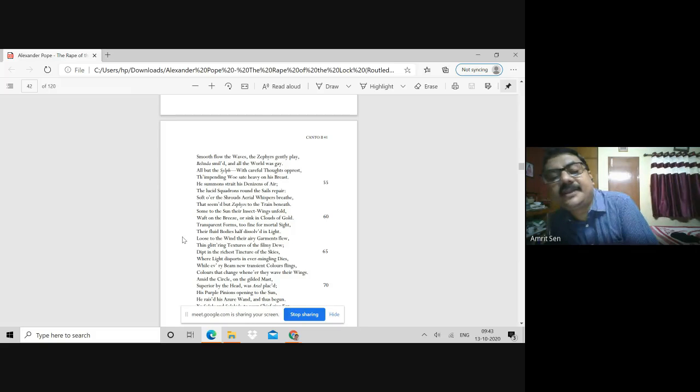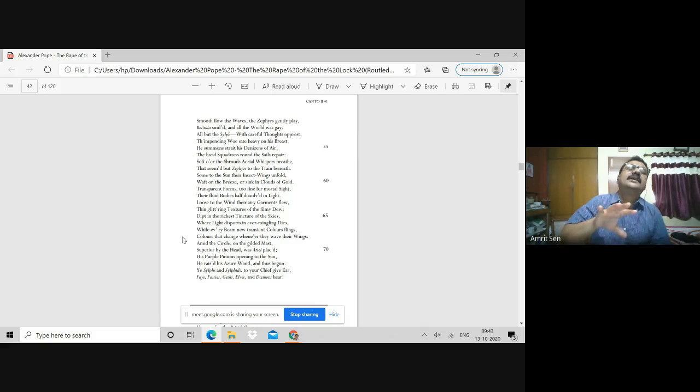"Loose to the wind, their airy garments flew, thin glittering textures of the filmy dew." So it is now that their wings are spread, and with the surface of the wings now comes refracted light. "While every beam new transient colors flings." So every beam of light throws out the VIBGYOR, new transient colors. So it refracts light into different colors, colors that change whenever they wave their wings. So whenever the angle of refraction changes, the colors change, the patterns of refraction change.